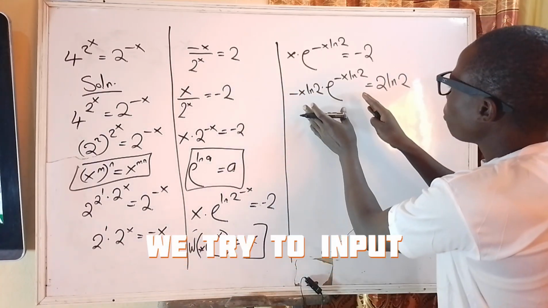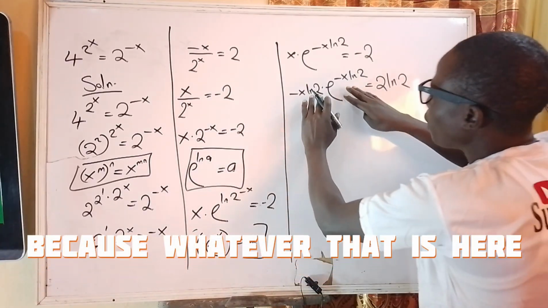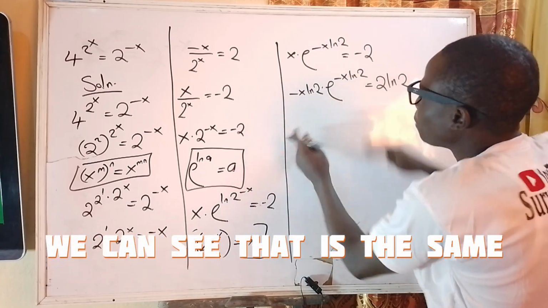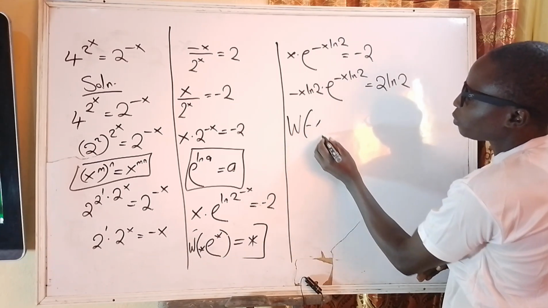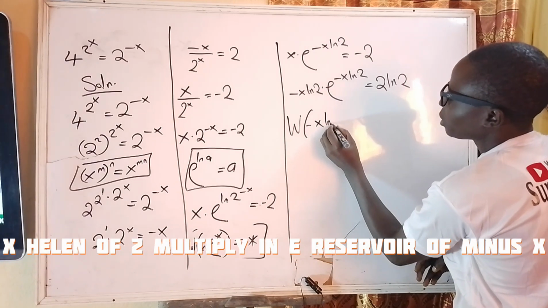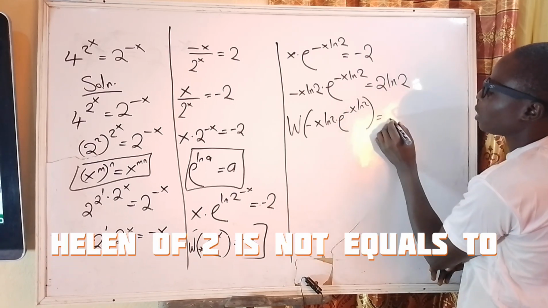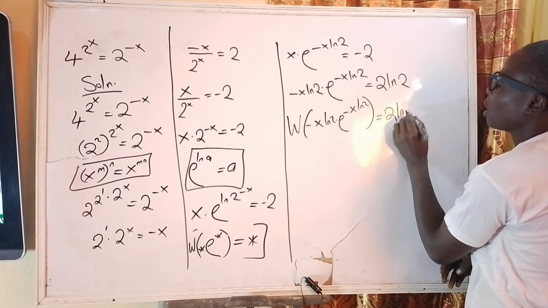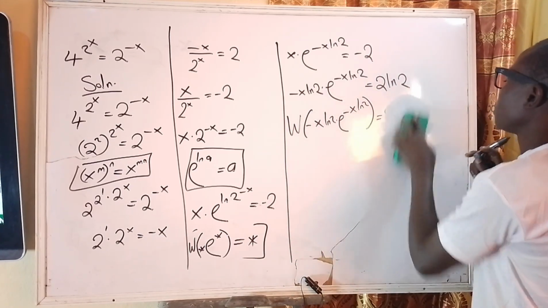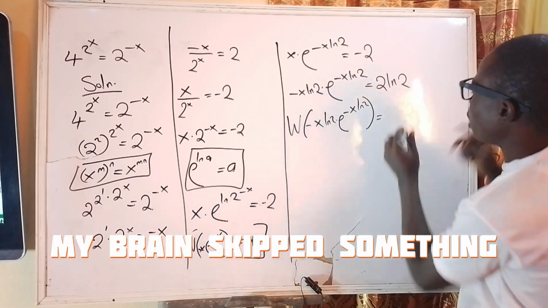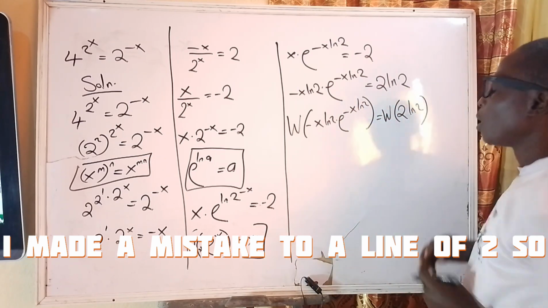So we try to input everything here into our Lambert W function, because whatever is here and whatever is here, we can see that is the same. So when we input this, we are going to have W bracket open x ln of 2 multiplying e raised power of minus x ln of 2 is now equals to ln of 2. So sorry, my brain skipped something. I made a mistake. 2 ln of 2.